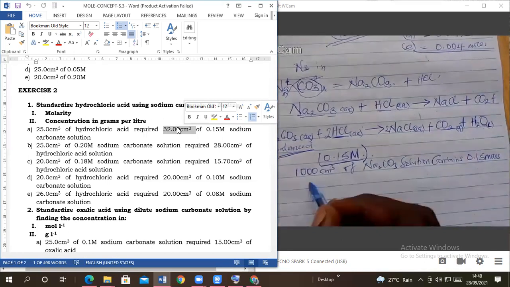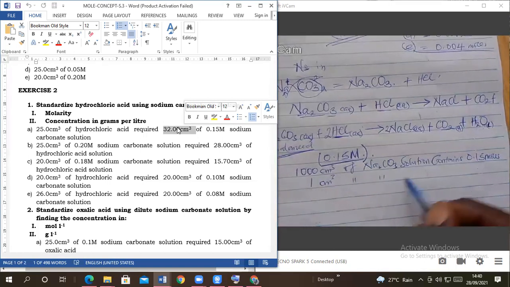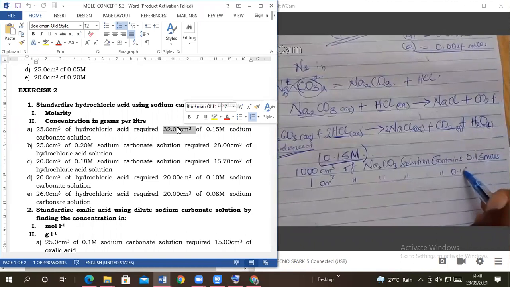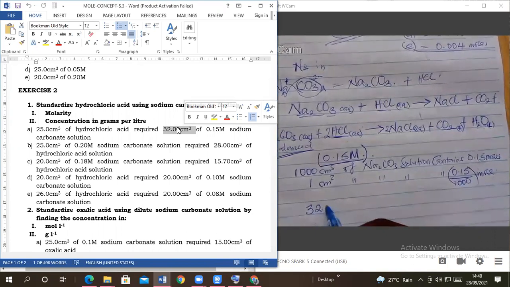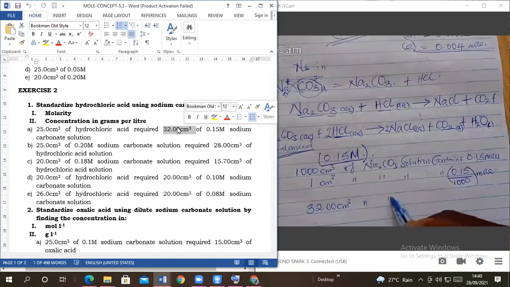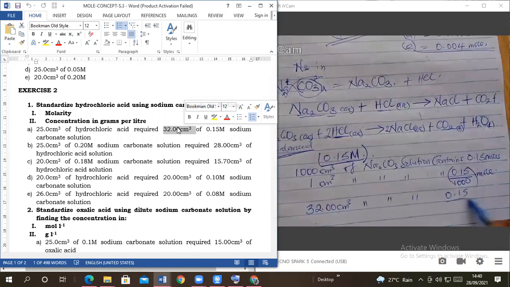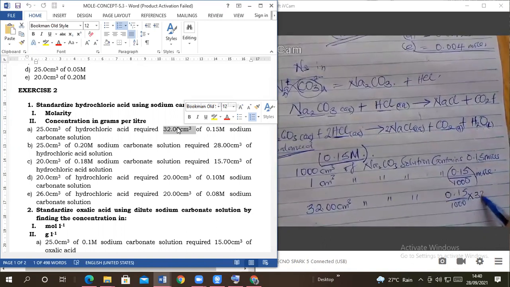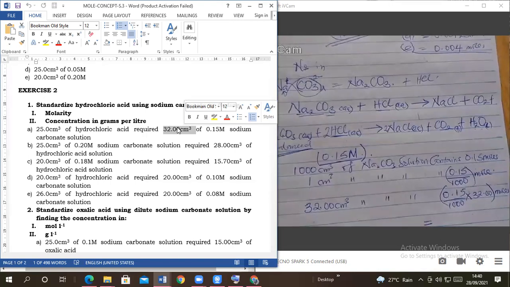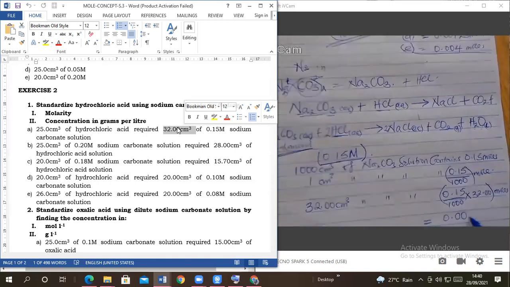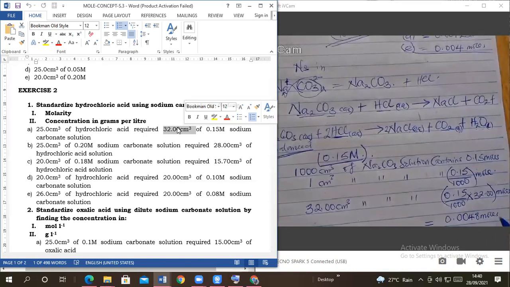Isn't this what we have been writing up here? Yes? So what about 1 cubic centimeter of sodium carbonate solution? What does it contain? It is 0.15 divided by 1,000. These are the moles in 1. What about the volume that was given? 32.00 cubic centimeters of the same thing. What does it have? 0.15 divided by 1,000 times 32.0 cubic centimeters. These are moles. What is the answer there? 0.0048 moles.